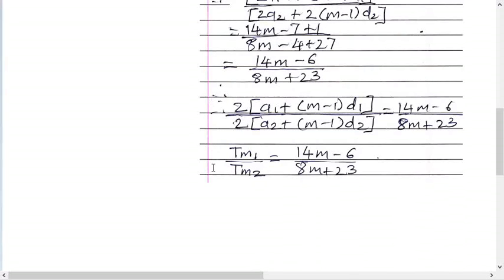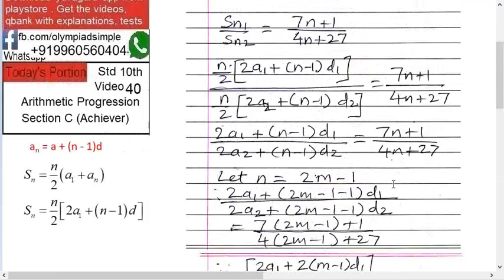Okay, 2 gone. But what is this? a1 plus (m-1) into d1, that is tm1. And what is this lower denominator? tm2. Therefore tm1 upon tm2 equals to (14m-6) upon (8m+23). That is the required answer.